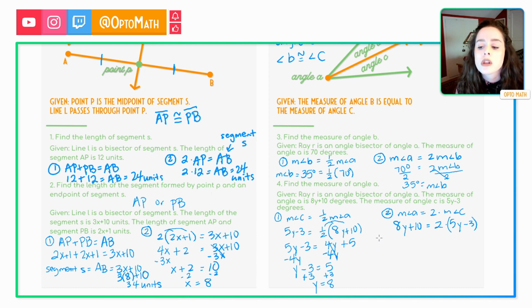What's our goal? Keep your goal in mind. Make sure you answer the question. We want to find the measure of angle A. So we have to substitute our y value. So the measure of angle A is 8y plus 10. Now let's substitute. We know what y is, we just found it. So 8 times 8 plus 10. 8 times 8 is 64. And 64 plus 10 is 74. And this is an angle, so it'd be 74 degrees. So the measure of angle A is 74 degrees.